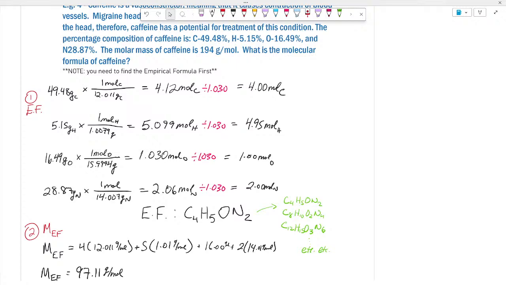So we say, okay, if I had a 100-gram sample in front of me, if I decomposed it, I'd end up with 49.48% of that being carbon. Well, 49.48% of 100 is 49.48. So I'd have 49.48 grams of carbon in front of me. And then 5.15% of the sample would be hydrogen. Well, 5.15% of 100 is 5.15 grams. So if you just assume you have a 100-gram sample, those percentages just become grams and you can go.